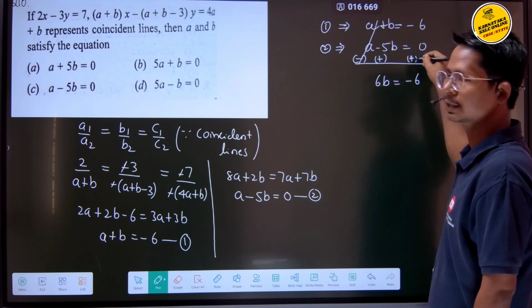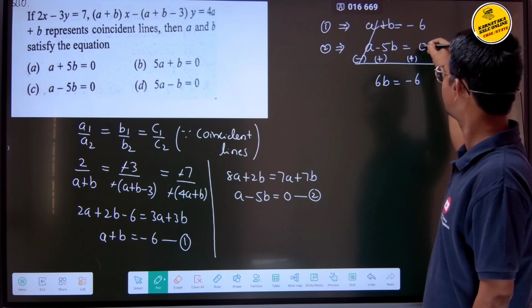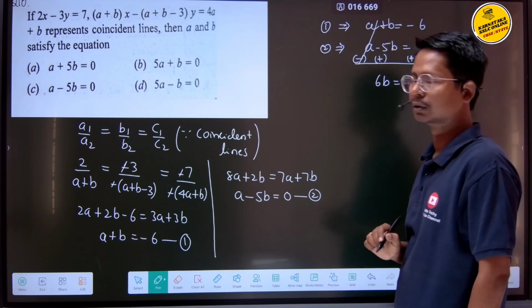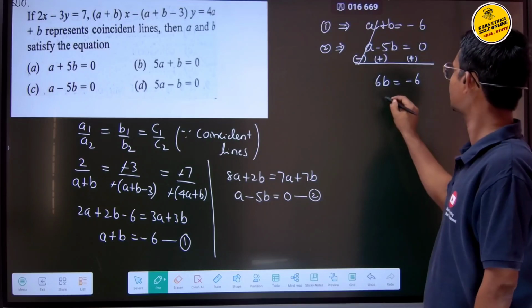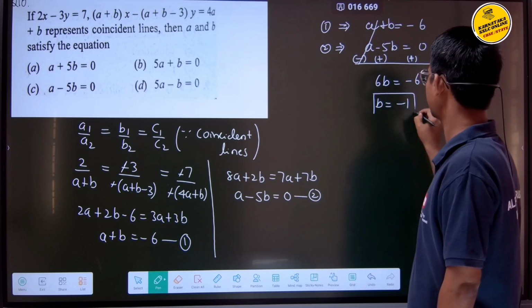Don't change the sign for the first term here, because here it is 0, so the changed sign will not apply there. So you'll get the b value as minus 6 by 6, which is minus 1. So the b value is minus 1.